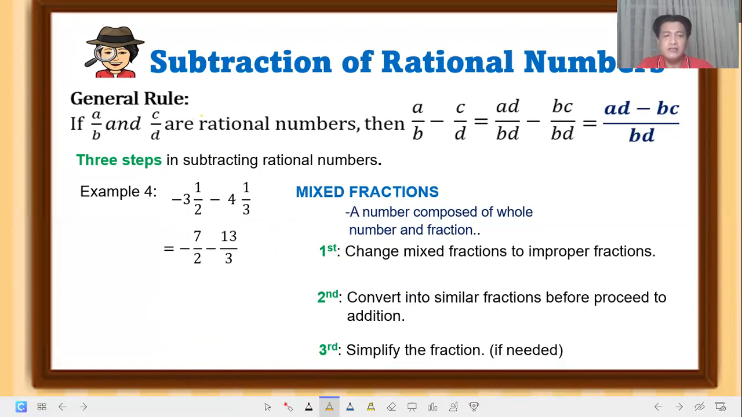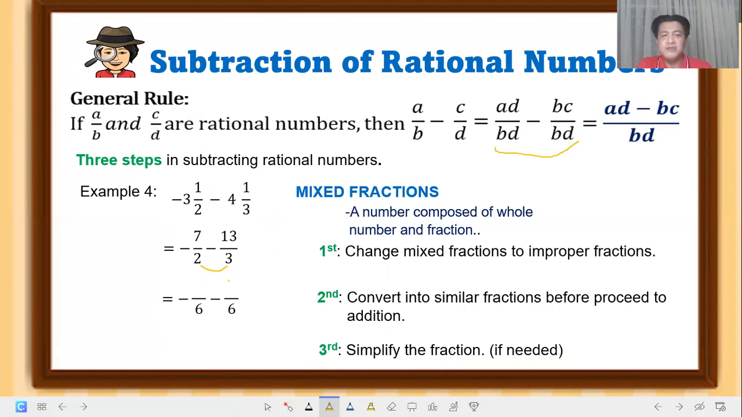Okay, convert muna natin, di ba? So 3 times 2, that is 6 plus 1, 7/2. Since may negative, you have to copy the negative sign. Dito naman, 3 times 4, that is 12 plus 1, 13/3. Since this is minus, copy, don't forget that. And step 2, gagawin natin siyang similar or equivalent fraction. Okay, multiply lang natin to, di ba? 2 times 3, ito yung in-apply natin doon. Okay, and that is 6.